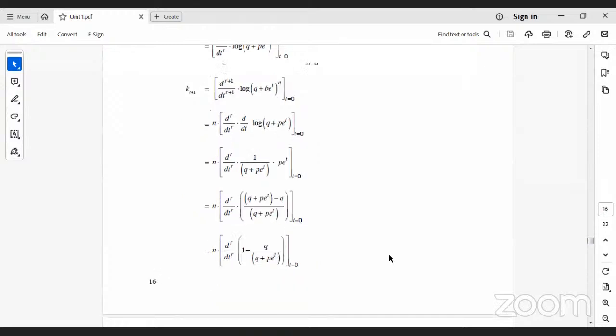So n into d power r by dt power r. I am simplifying the equation here, taking the LCM. So (q plus p e power t) into minus q. Simplification to 1, we are taking that 1, the 1 into (q plus p e power t) minus q by (q plus p e power t). So q plus p e power t, I am taking the LCM, q plus p e power t into 1, q power e power t, 1 minus q.